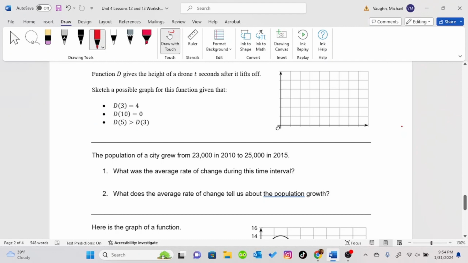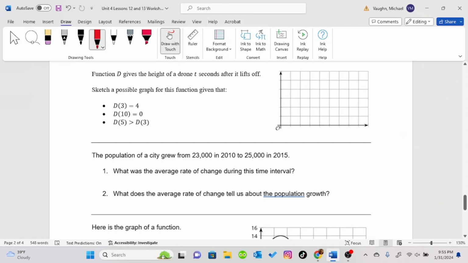Function D gives the height of a drone t seconds after it lifts off. Sketch a possible graph for this function given that D of 3 equals 4.